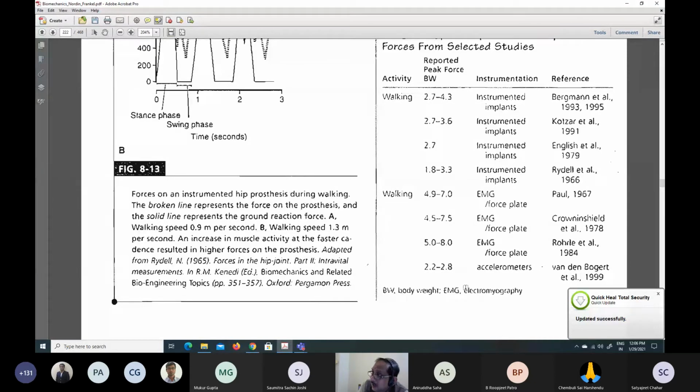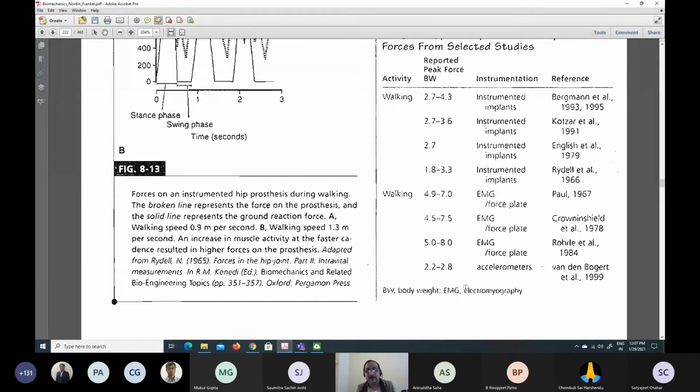If somebody has a body weight of 70 kilograms, 2.5 times is about 210 kilograms, isn't it? And 210 kilograms is the peak hip joint reaction force during normal walking. So you can easily understand the amount of forces these joints or bones are subjected to during a simple daily activity like normal walking.